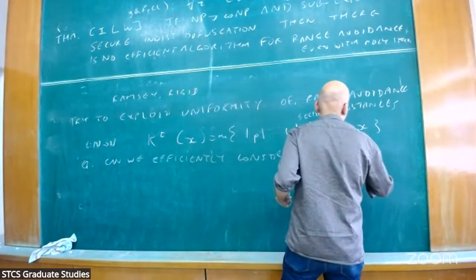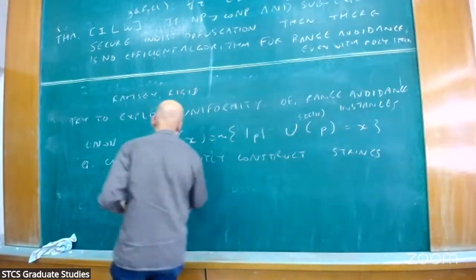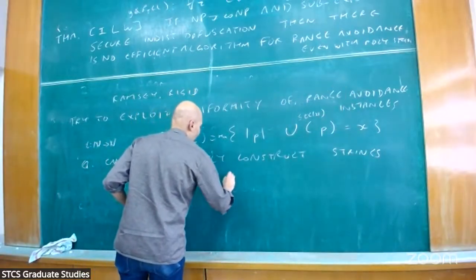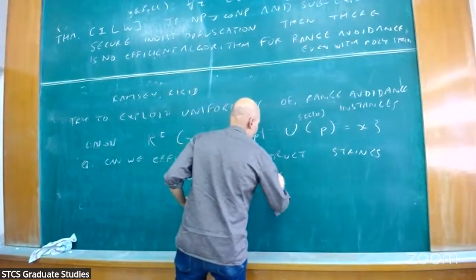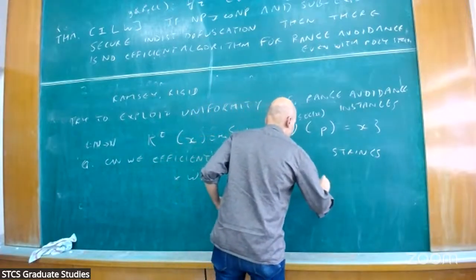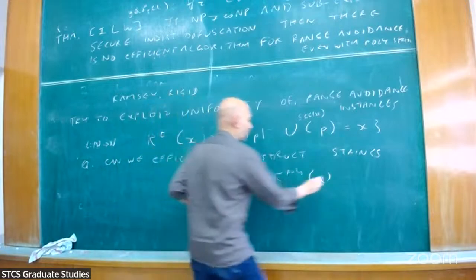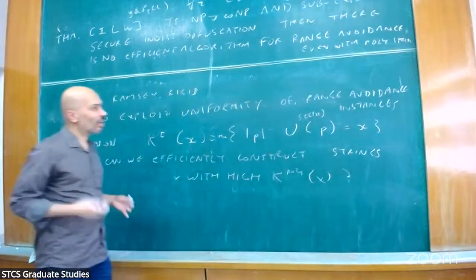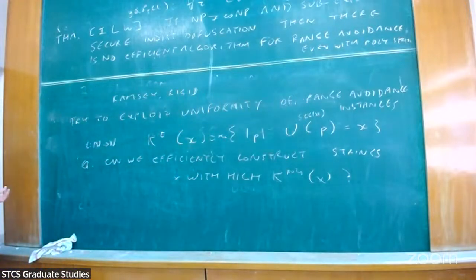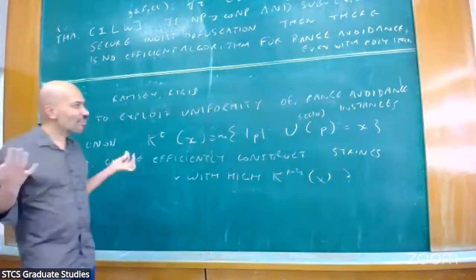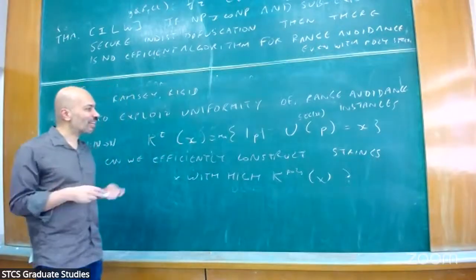strings X with high K-poly(X) complexity? And we're going to use techniques from pseudorandom generators again. That's pretty much the only thing we know how to do. So all we can do is try to construct better PRGs and use them.